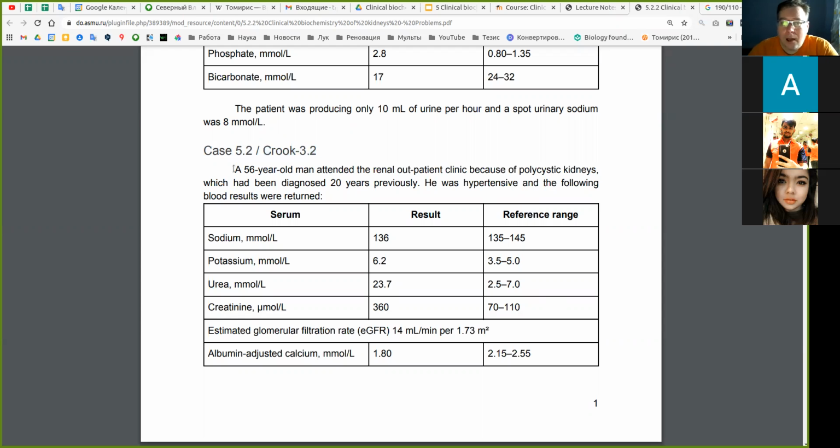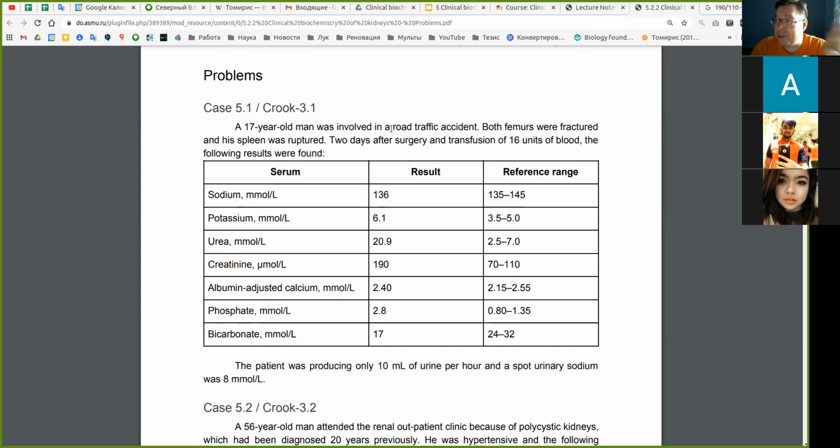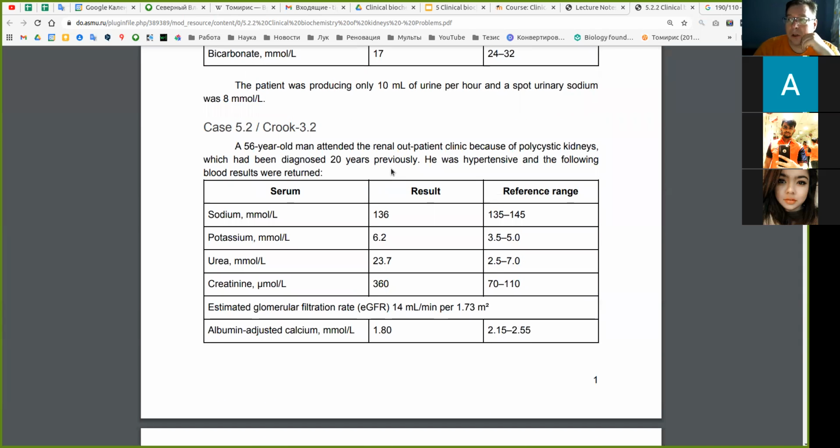A 56-year-old man attended the renal outpatient clinic because of polycystic kidneys. Polycystic is a formation of follicles inside the kidneys, which had been diagnosed 20 years previously. 20 years is a very long period, so this is a chronic disease, not an acute disease like in the previous case. There we saw road traffic accidents, a very fast, very acute situation. But here we see a long-distance, chronic situation. He was hypertensive, and the following blood results were returned.